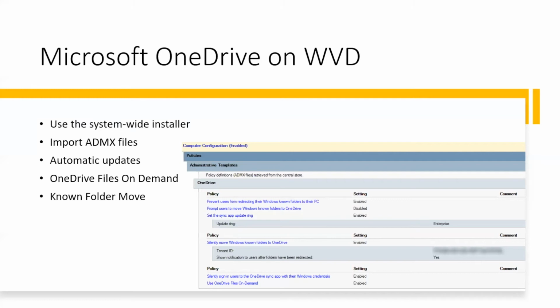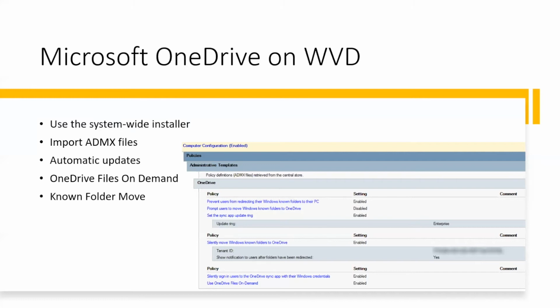Regarding the updates of OneDrive, there are two rings available. You will see the production ring. The production ring will get new features and improvements sooner. And the deferred ring, also known as the enterprise ring, will get the updates after they have been validated in the production ring.